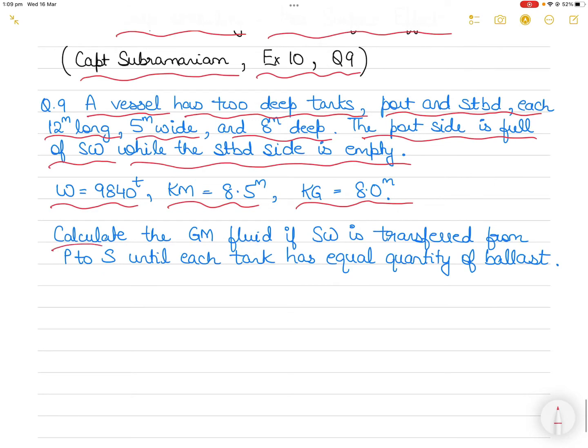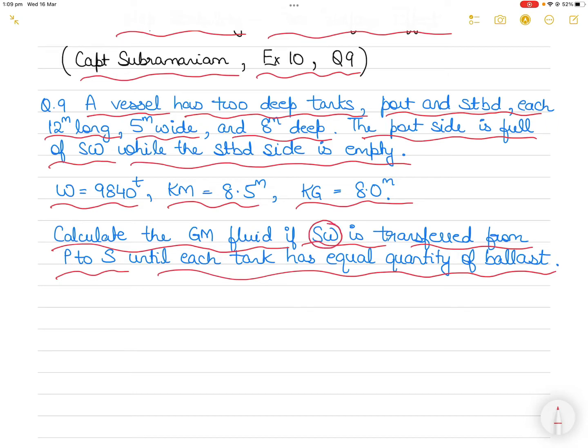You have to calculate the GM fluid, that is the GM after you apply the free surface correction, if seawater is transferred from port to starboard until each tank has an equal quantity of ballast. Remember this is seawater, density of seawater is 1.025. So let's get started with the solution.